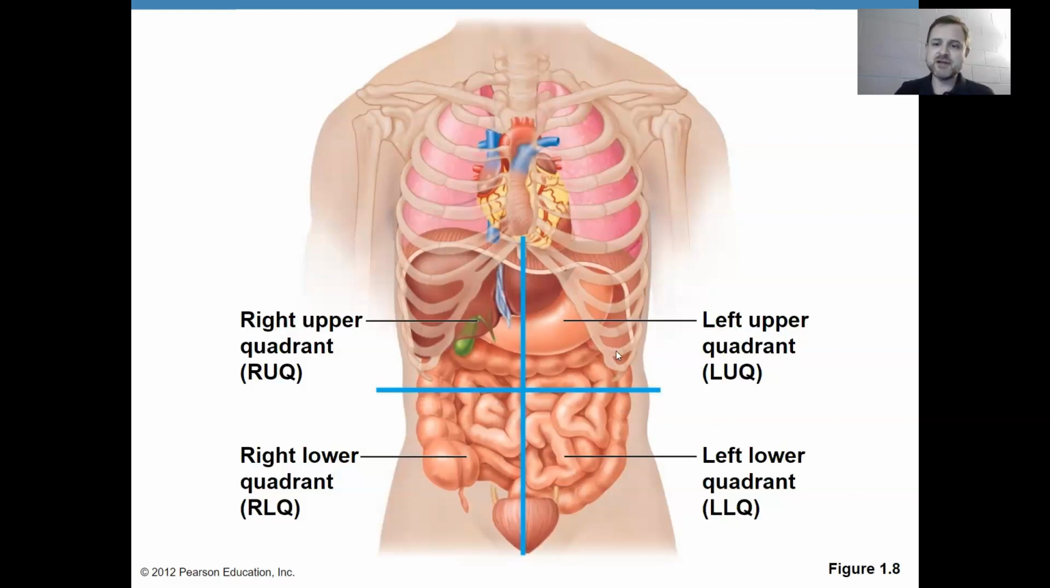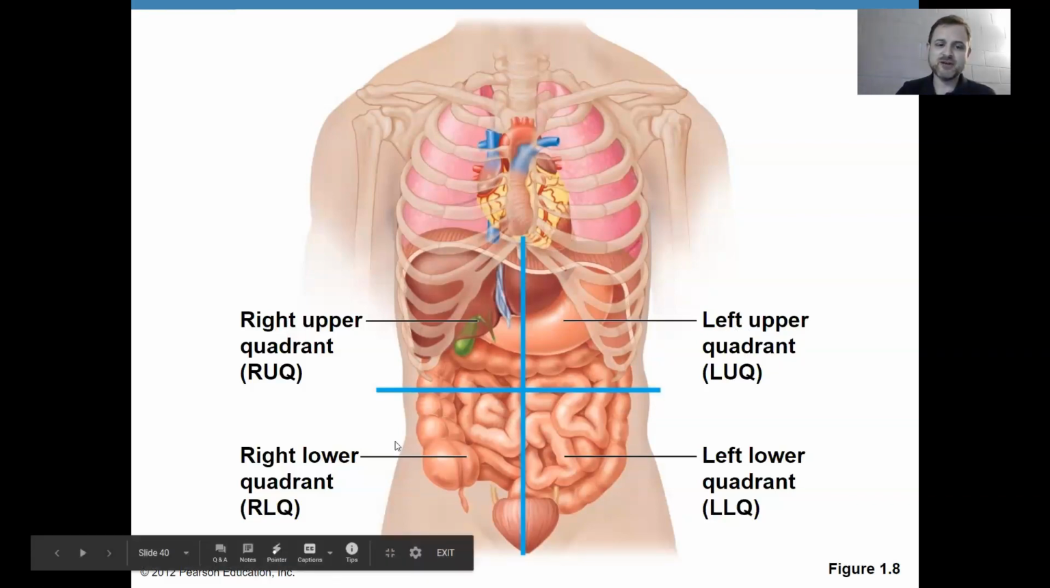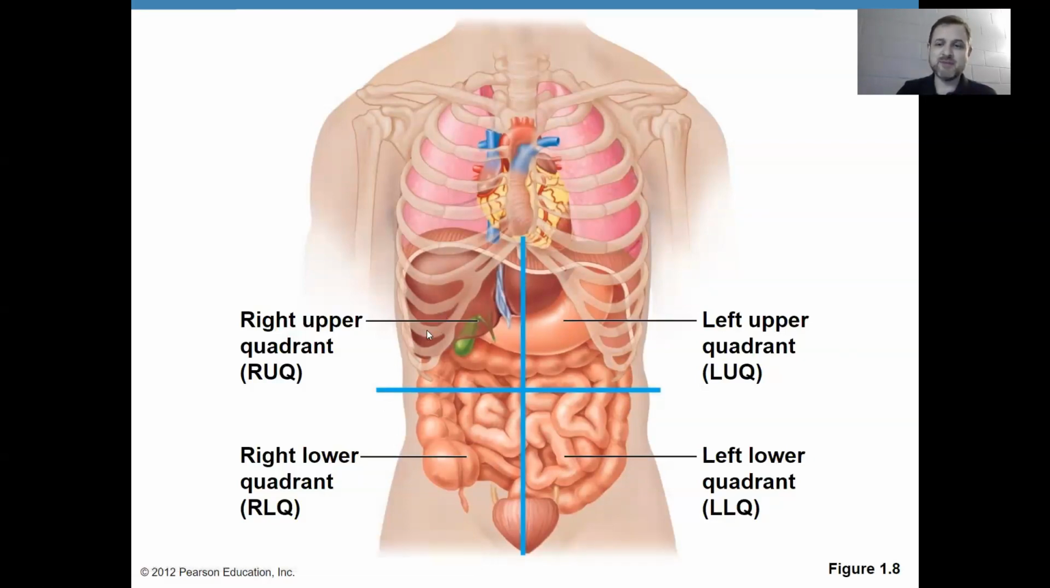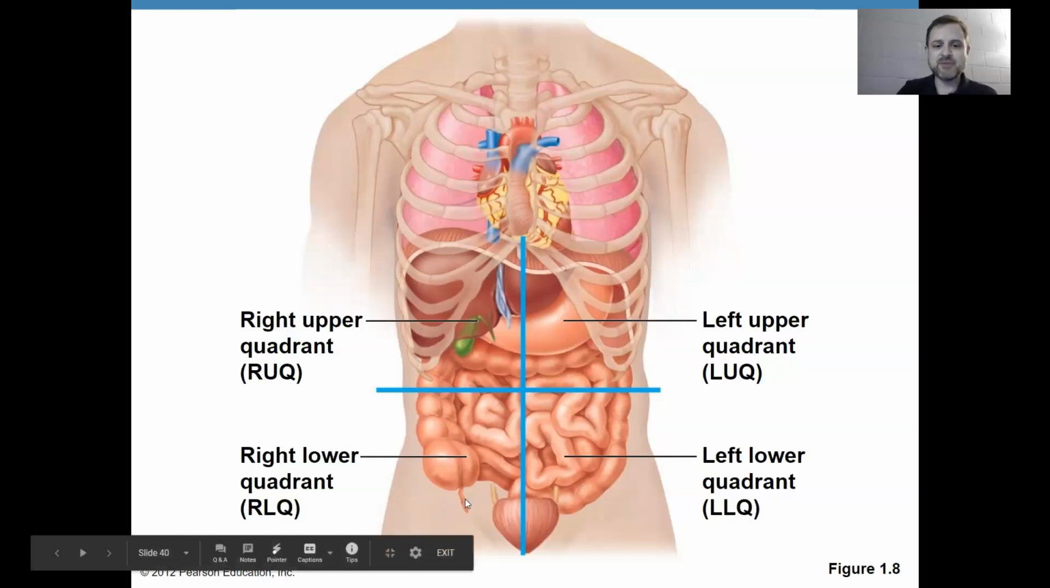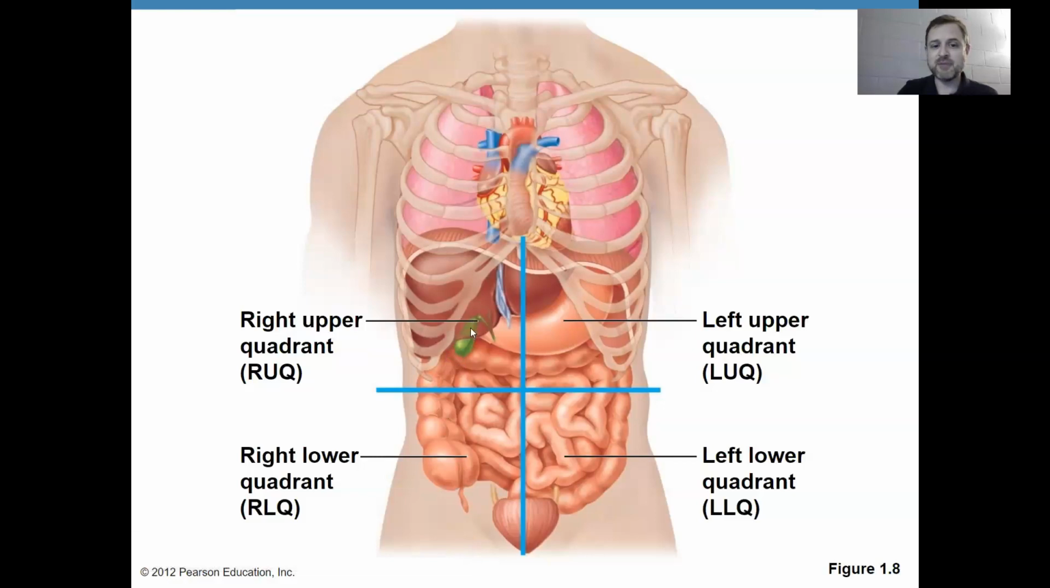The quadrant system: the left upper quadrant, left lower quadrant, right lower quadrant, right upper quadrant, pretty self-explanatory. For example, if you have appendicitis, inflammation of your appendix, that's right here. So that would be a pain in your right lower quadrant. If you have an inflamed gallbladder, this green thing right here is your gallbladder, that would be pain in your right upper quadrant, which again is the right side of your body. On the diagram, it's the left, but again, left and right are backwards on anatomy diagrams.